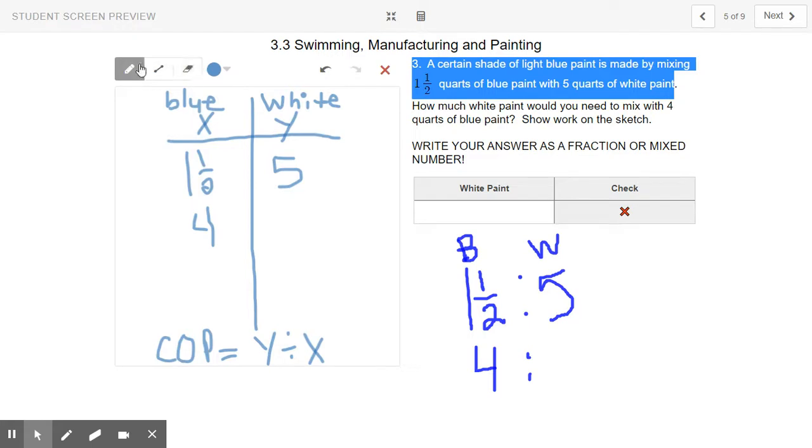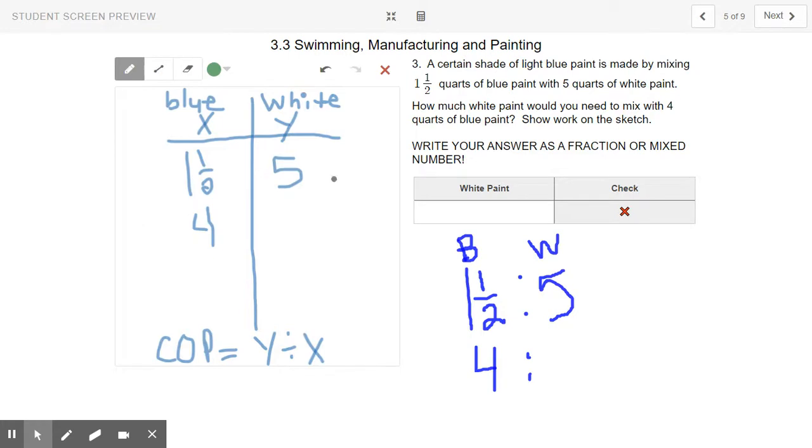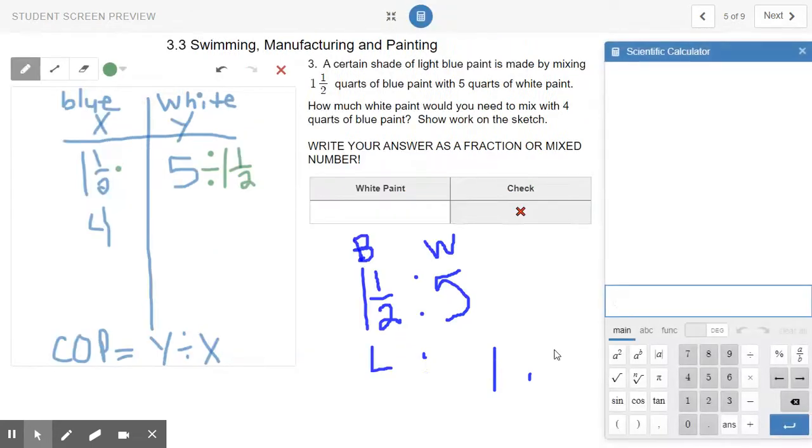So we're going to start with the column that actually gives us the information. So over here, here's our information, right? So if we want to know what we're multiplying 1.5 by, we're going to have to divide 5 by 1.5. And that's going to tell me what my COP is. So again, I'm going to go into here. I'm going to do 5 divided by 1 and a half. Okay, and I'm getting this.